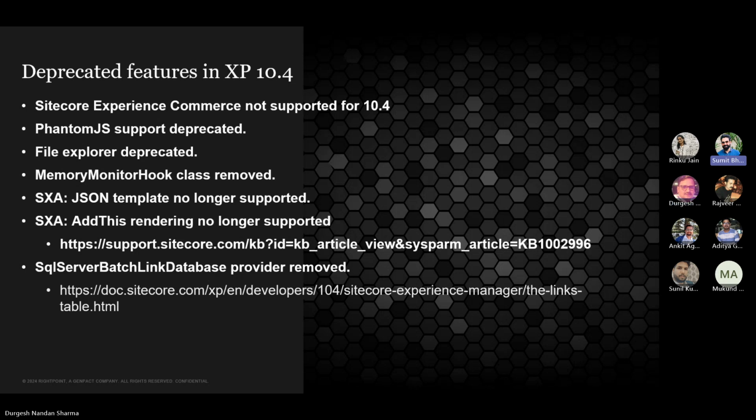The SXA JSON template used to define scripting templates has now been removed. The SXA add this rendering is no longer supported. For more information, it is available in this knowledge base article of Sitecore, so you can refer to that. And finally, the SQL Server Batch Link database provider is removed. It is no longer available in the links table. You can refer to this document for more updates on that.